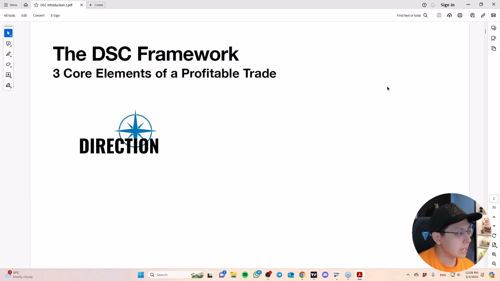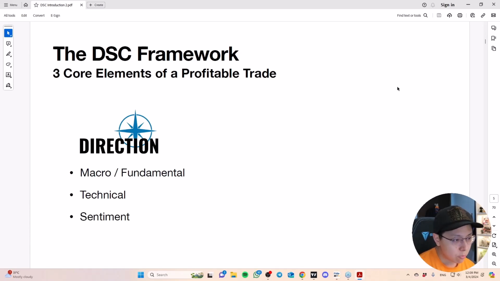D naturally stands for direction. To me, that's the most important first step in trading. You need to identify the high probability direction. It can be based on macro fundamentals, technical analysis, or understanding the market sentiment. But the first thing as a trader, before you even pull the trigger to take a trade, is to identify where the market is going, which direction has a high probability, whether it is upside or downside.